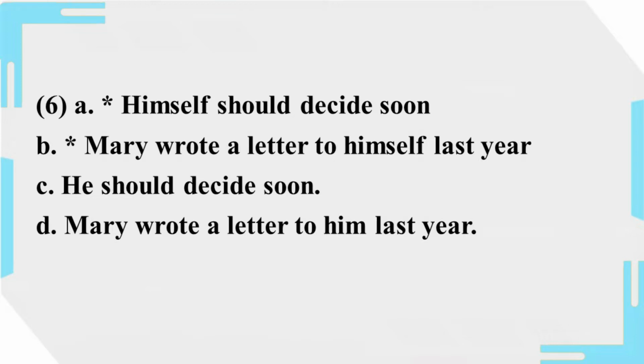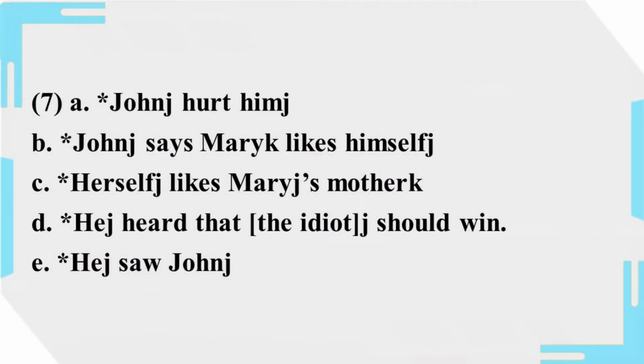Similarly, in a case in which John has not been mentioned in previous discourse but is mentioned in the sentence, the following sentences are impossible. John hurt him. John says Mary likes himself. Herself likes Mary's mother. He heard that the idiot should win. He saw John.